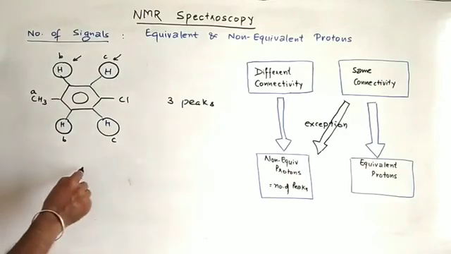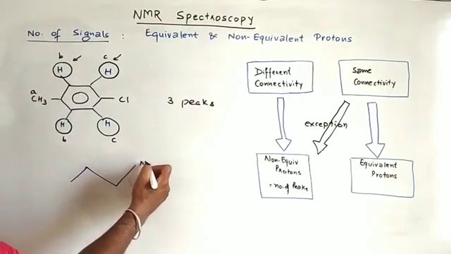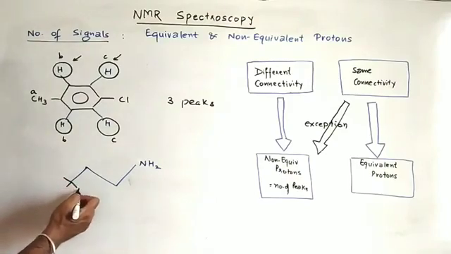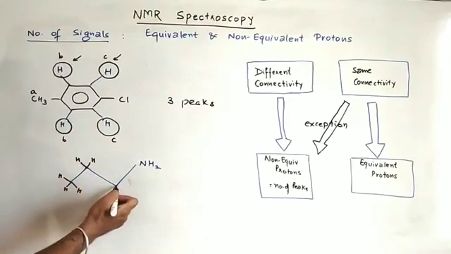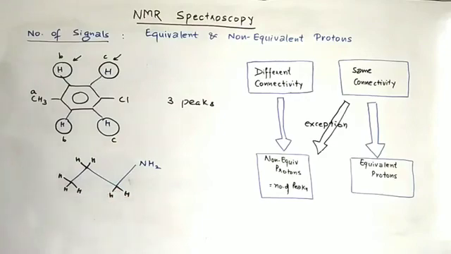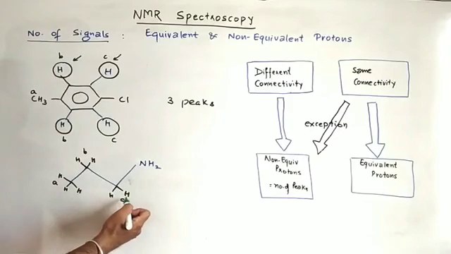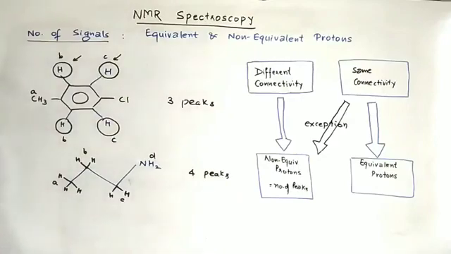Okay, next example is like amine. How many peaks this molecule will give? Okay, here we have a CH3. Here we have a CH2. Here we have a CH2. So all the protons are different. So this will give A, B, C, D. 4 peaks.